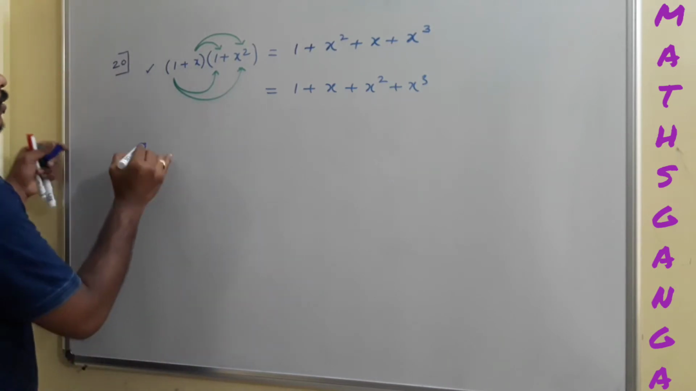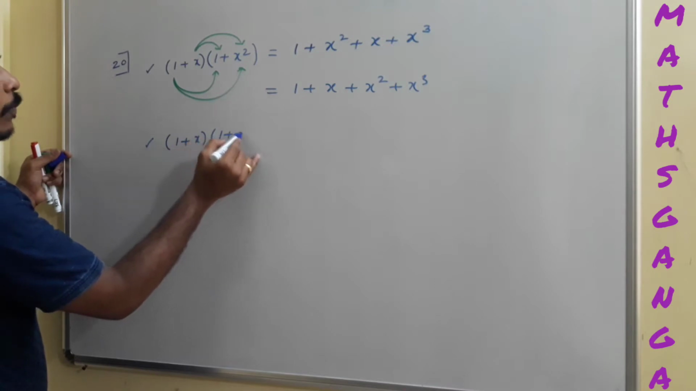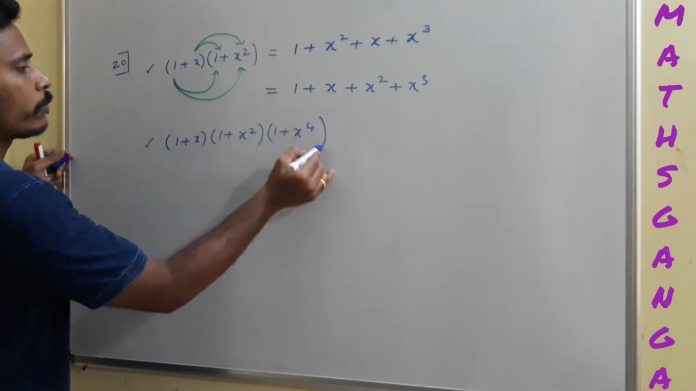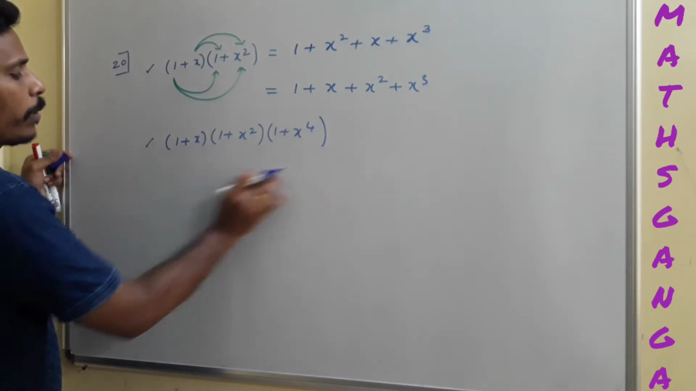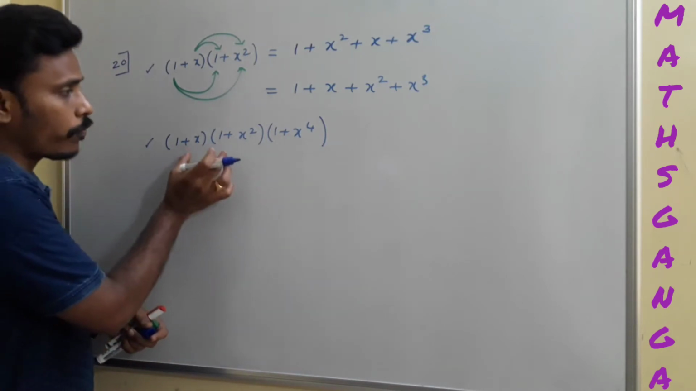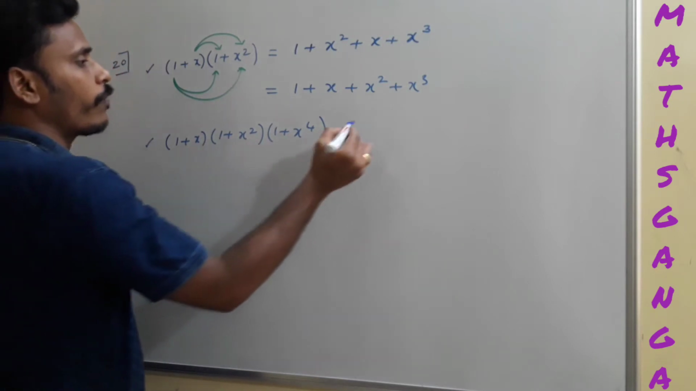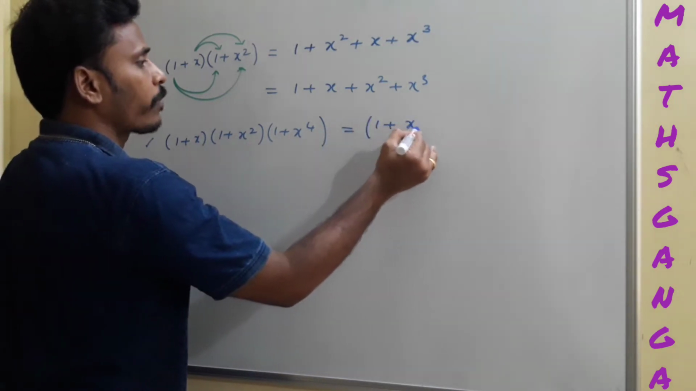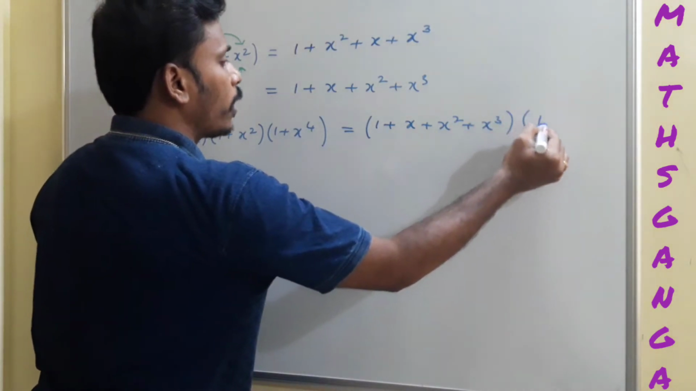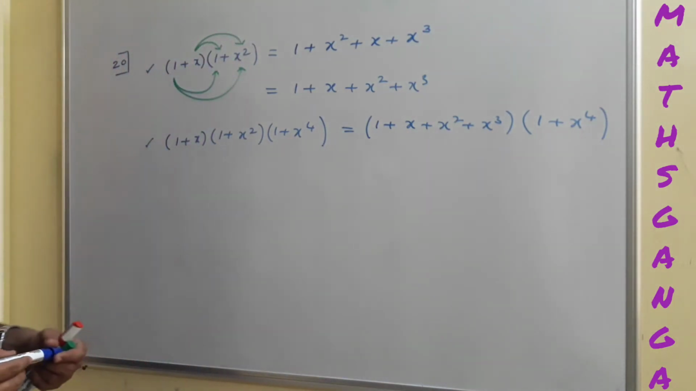Okay. And now the next thing is you just observe this particular product. 1 plus x into 1 plus x square into 1 plus x power 4. Is it clear? See, we need to multiply these three terms. Multiplication of these three terms is just nothing but multiplication of these two with this 1 plus x power 4. So this is equal to the product of the first two, 1 plus x plus x square plus x cube, and we need to multiply with 1 plus x power 4. And how can we multiply these two?